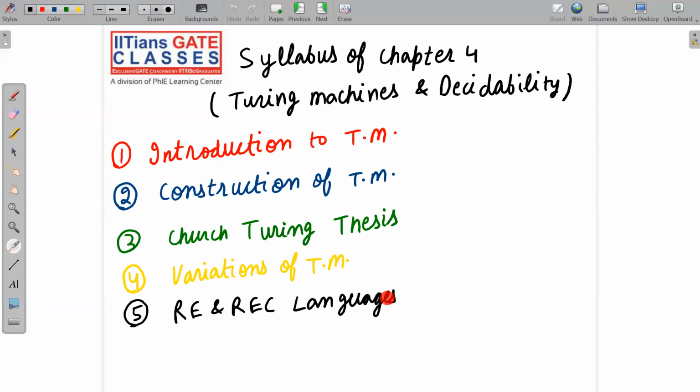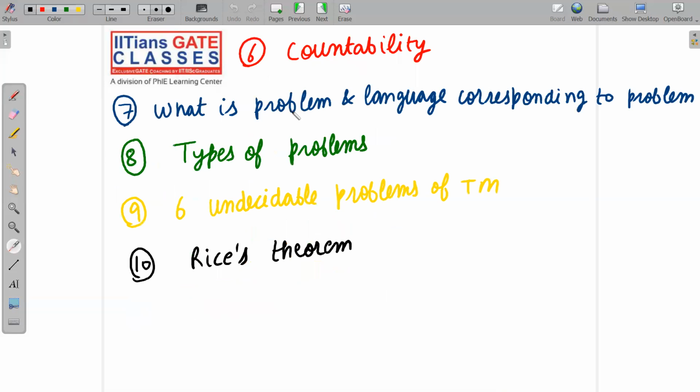Okay, next is RE and REC languages. So actually, type 0 languages we can consider them as RE languages. Okay, so a language is type 0 when we have a type 0 grammar generating it. So these are RE languages, and a proper subset of RE languages is REC languages. Okay, don't worry about it. We will study them in pretty much detail.